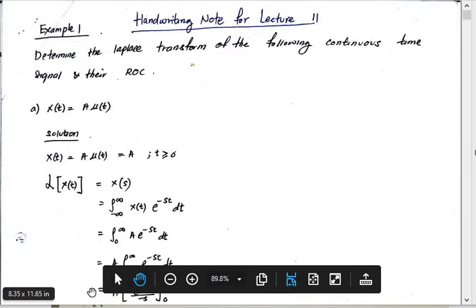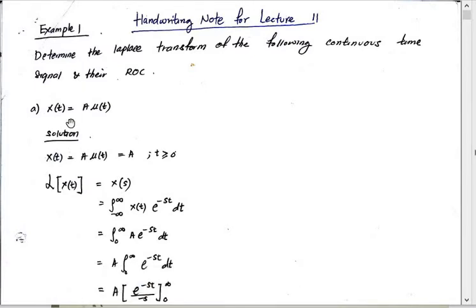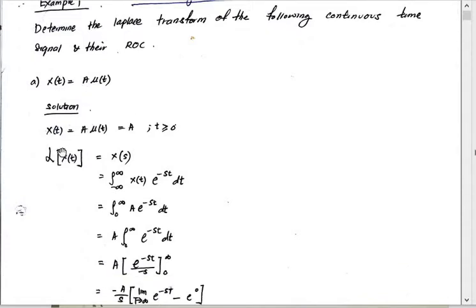Okay, class, now let's look at the example. Determine the Laplace transform of the following continuous time signal and their ROC. If the signal x(t) is equal to A u(t), determine the Laplace transform. So what is u(t)? u(t) means that t is from 0 to infinity, so t is more than or equal to 0. The Laplace transform of x(t) is X(s). By definition, you use the formula, integration from minus infinity to infinity of x(t) exponent negative st dt. And you know that the limit is from 0 to infinity.